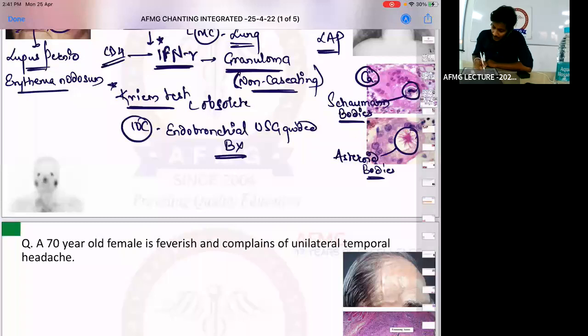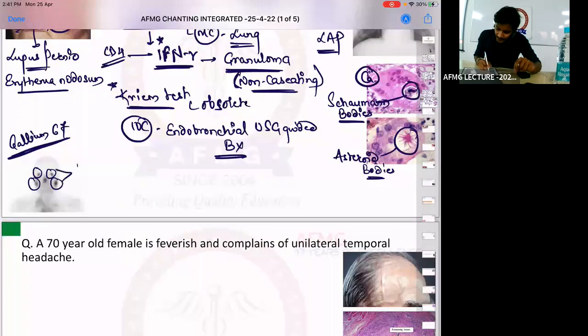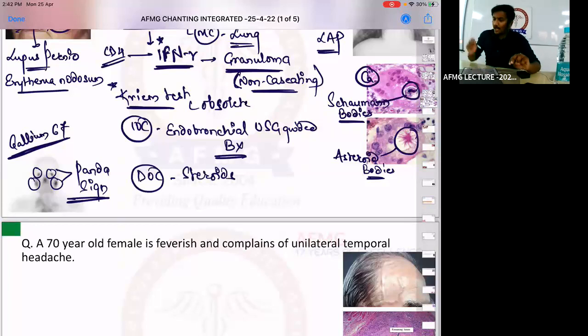If I perform a gallium-67 scan, which sign is seen? Due to involvement of the lacrimal and parotid glands, I can see the panda sign. Which sign? Panda sign on gallium-67 scan. Drug of choice for sarcoidosis: steroids. Now the last two are more important than the pathology. You have seen the granulomas, apart from that.